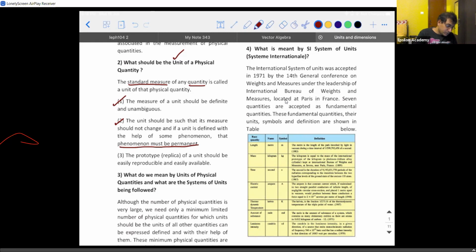Here you are saying the unit's measure should not change, and if a unit is defined with the help of some phenomenon, in the sense of something you observe, say through a particular experiment, the value should not change. That's what they're trying to say. We'll see all these things as we progress.